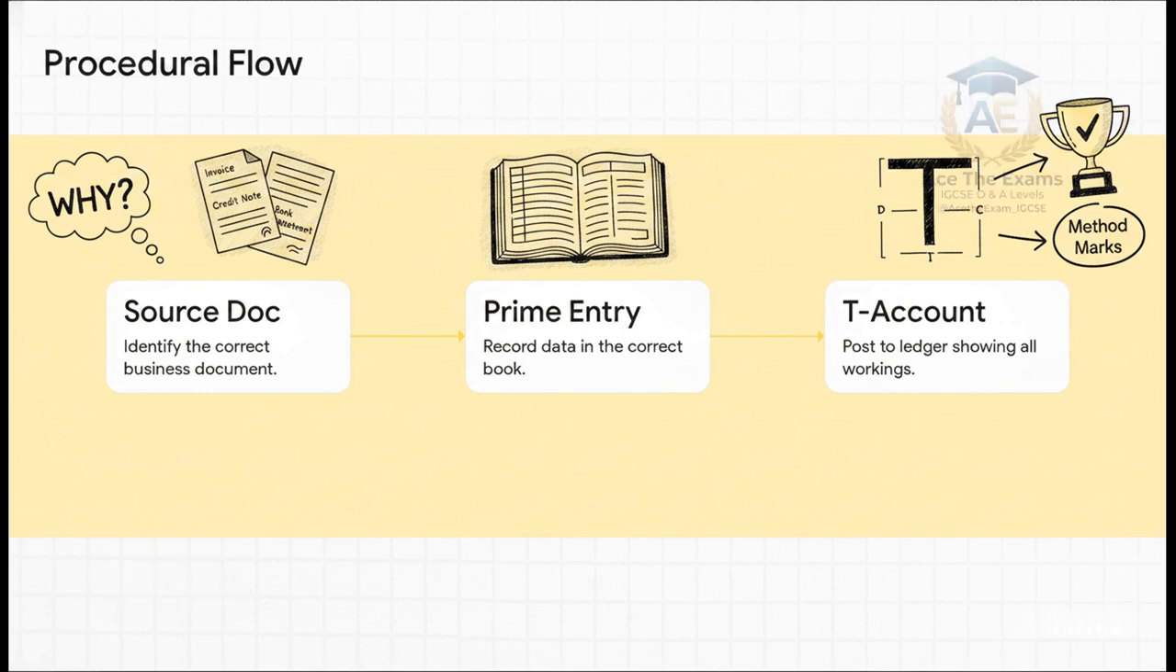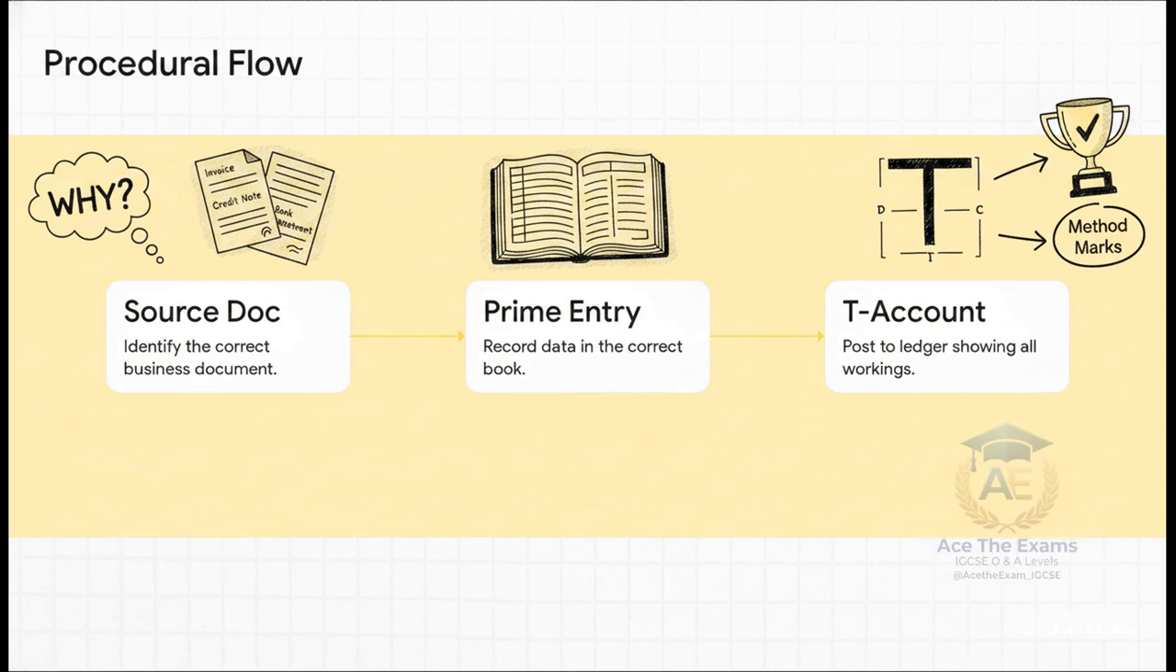Step 1. Identify the correct source document, like an invoice or credit note. Step 2. Record it in the correct book of prime entry. Step 3. Post it to the ledger T account. Why is this explicit procedural logic so vital? Because method marks are your absolute safety net.